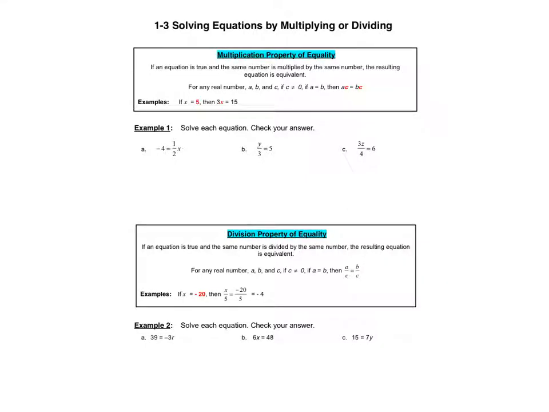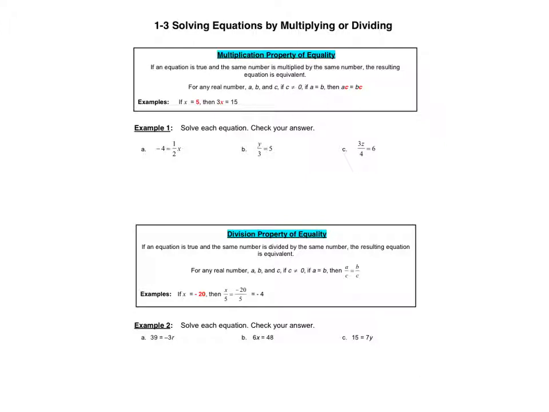This is 1-3, solving equations by multiplying or dividing. So just as when we had addition, we used subtraction, and when we had subtraction, we used addition. These are inverse operations. It's the same idea here. If we have multiplication, in order to get rid of multiplication, we can divide. In order to get rid of division, we will multiply. So let's take a look and see what this looks like.